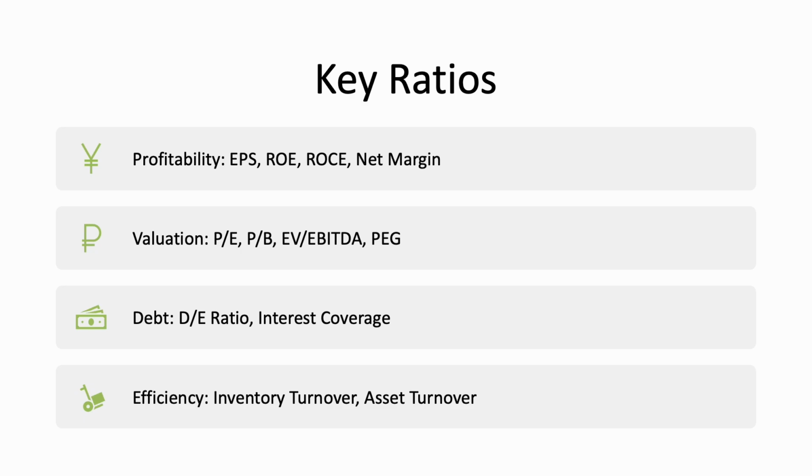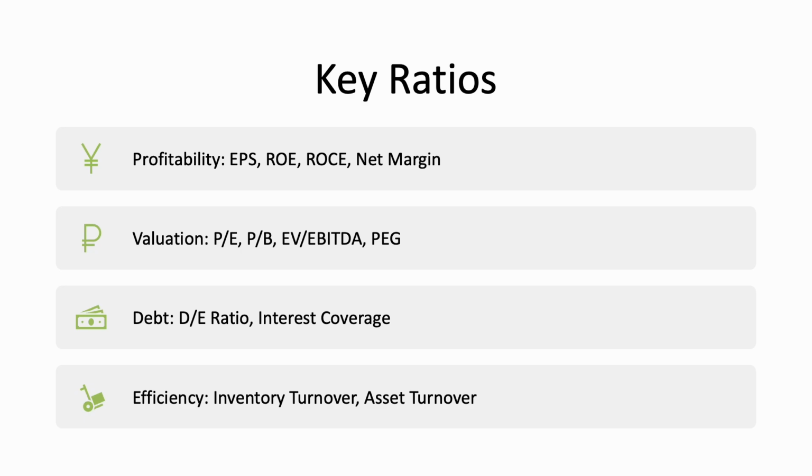Third one is debt ratios. Debt can make or break a company. These ratios help us see if the company is drowning in loans. Debt to equity ratio. Total debt divided by shareholders' equity. A D/E below 1 is usually safe. Above 2 may be risky, unless it's a capital heavy sector like infrastructure. Interest coverage ratio. EBITDA divided by interest expense.